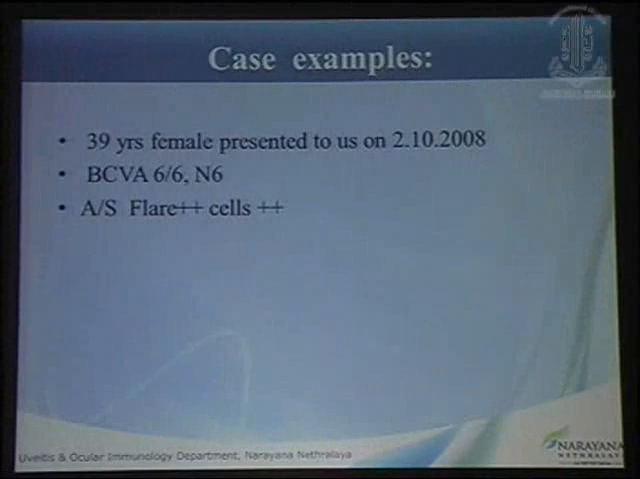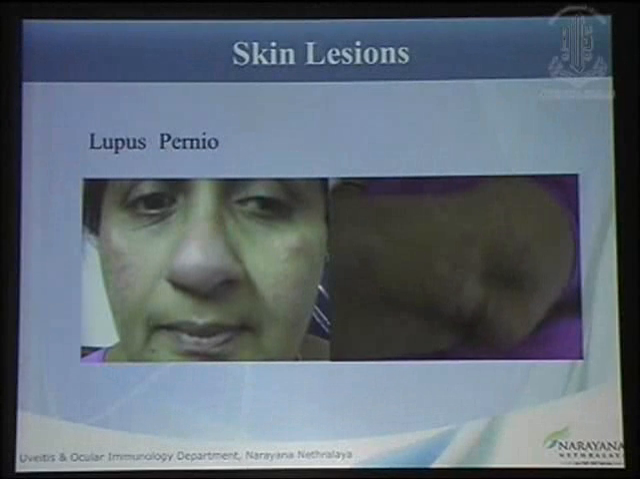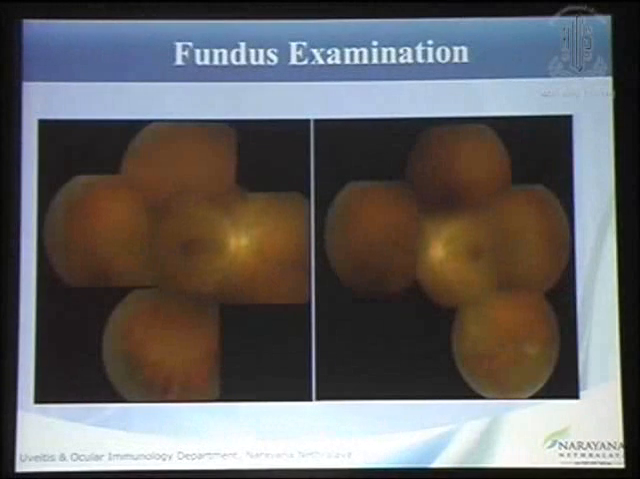Here is a second case. A 39-year-old female presented to us in the year 2008. Visual acuity was 6/6 and N6 in both eyes. Anterior segment examination showed the presence of 2+ cells. On systemic evaluation, she had erythematous papular lesions on the skin and also on the face, suggestive of lupus pernio. Fundus examination revealed a hyperemic disc with multiple snowball opacities with sheathing in both eyes.